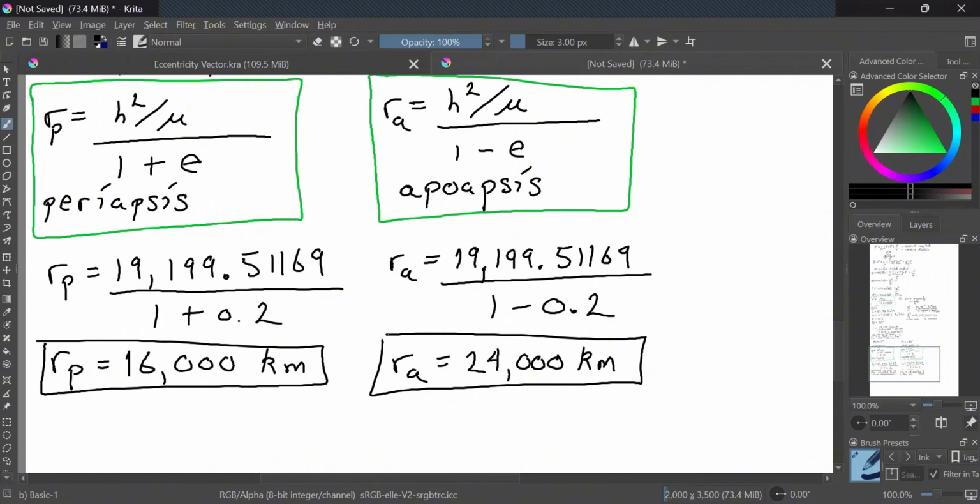And it may be a short video, but already we've derived the equations for radius at any point in our orbit and the minimum and maximum distance in our orbit. And I think that's about as good a place to stop as any.